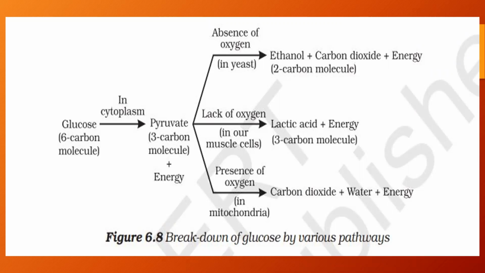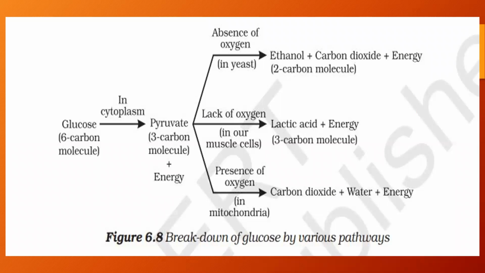And here pyruvate is finally converted into ethanol, carbon dioxide, and energy. Ethanol is a two carbon molecule, and it's also one kind of alcohol. This process is used in fermentation, basically in the making of wines. We all know that they add a lot of yeast so that a lot of ethanol is produced, and it gives it that alcoholic nature.